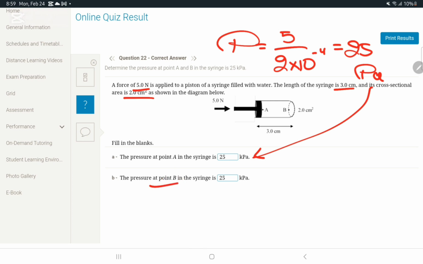Now, pressure at point B. We can notice that point A and point B are at the same horizontal level. Therefore, the pressure at point A is the same as the pressure at point B. So if it's at point A, it's 25,000. At point B, it's also going to be 25,000 pascals or 25 kilopascals.